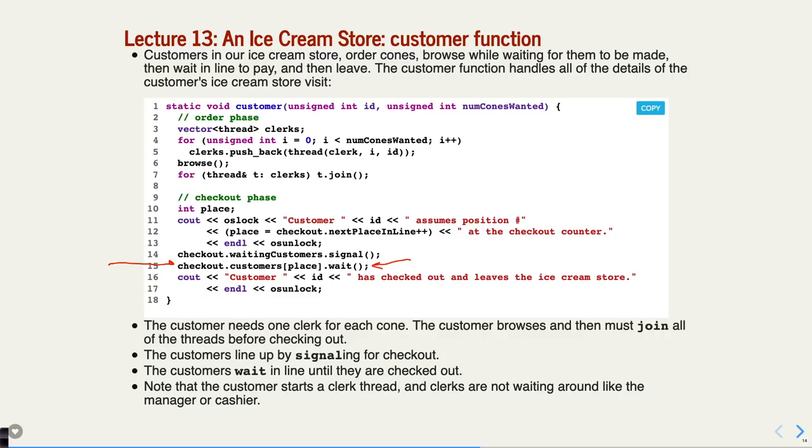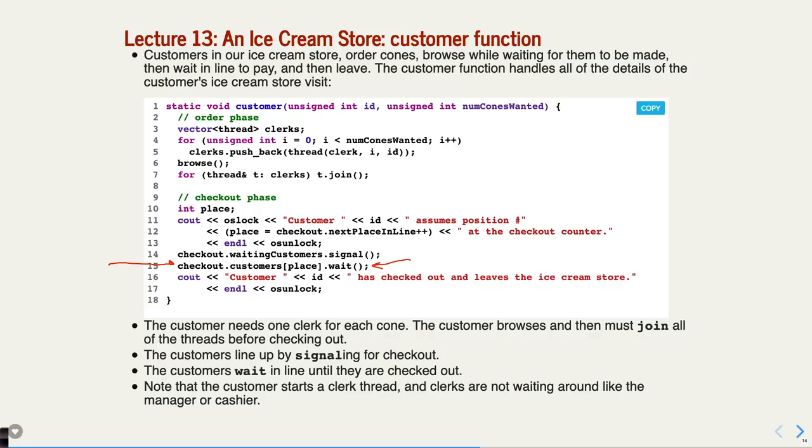Well, and now, it could be, certainly, that two customers get their cones at the same time and then fight over who gets to be in place first. That's fine, but whoever ends up in first place gets handled by the cashier first. And we'll see how that happens in a minute or two. Other questions on this one?